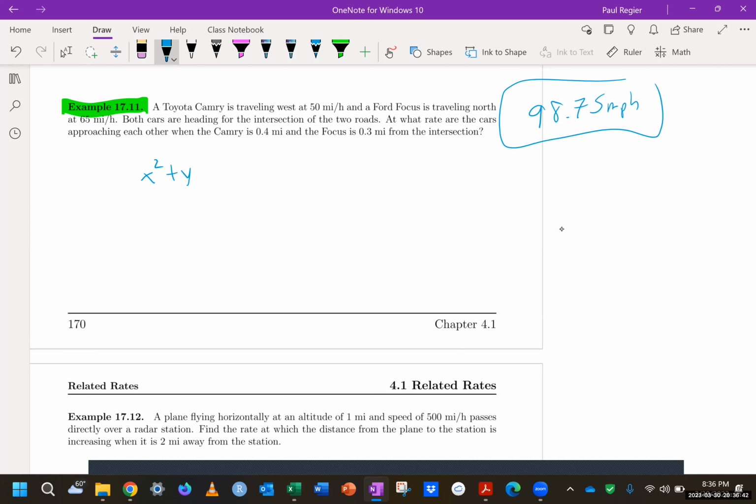That's the simple x squared plus y squared equals h squared, where y is this distance, 0.3 from the problem. x is 0.4, because the Camry is headed west, and its rate of change is 50 miles an hour. And then the Focus is going north, so dy dt is 65 miles per hour.